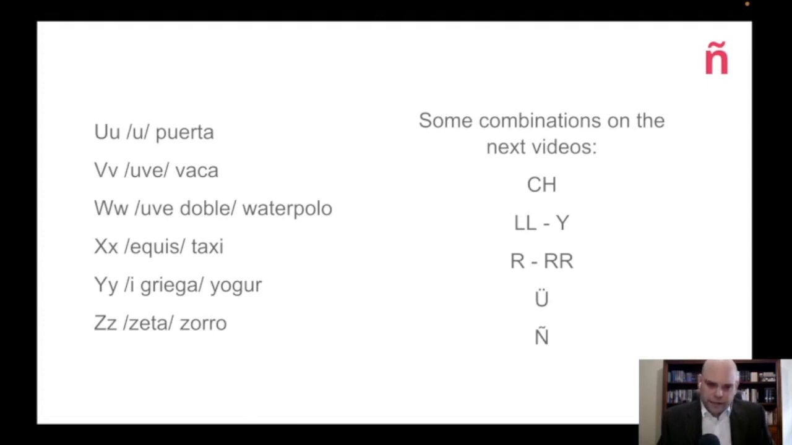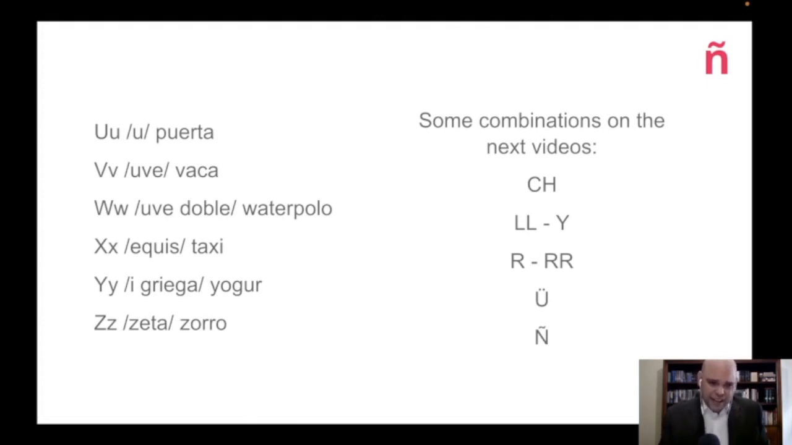Okay, next one is W. Normally, all the words containing W are normally long words for English, okay? Normally. For example, water polo. Okay, next one is X. We call this letter X, and we can find it in very common words like taxi.